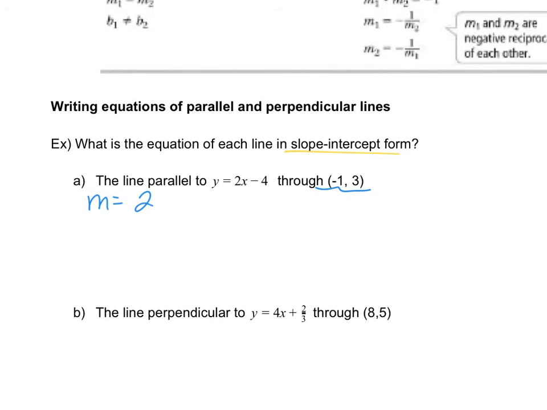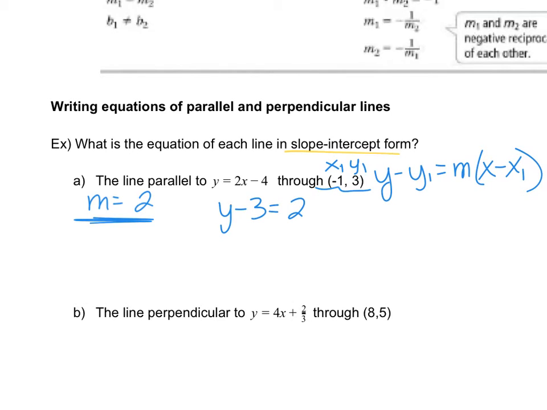So we get to use the lovely point-slope form, which is this point-slope formula. So this will be x1, this will be y1, and then the slope is going to be 2. So now we just need to plug it in. I have y minus 3 equals 2 parentheses x minus, my x1 is -1, so I'll just write +1, same thing. If you write minus negative, it's okay, same thing.